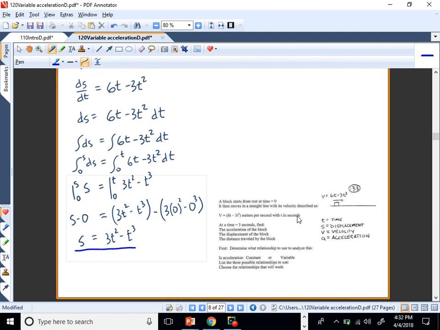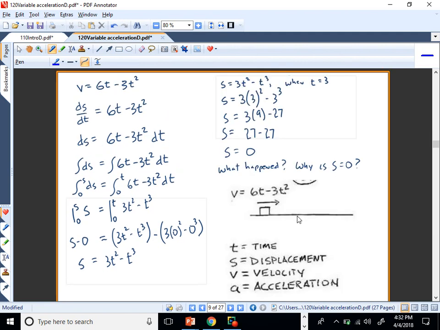Okay. So when I plug in 3, look what happens here. Plug in 3, I get 3 times 3 squared minus 3 cubed. That works out to be 0. What happened? What's the explanation for that? Why didn't that block go anywhere?